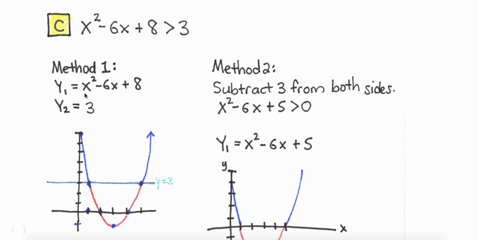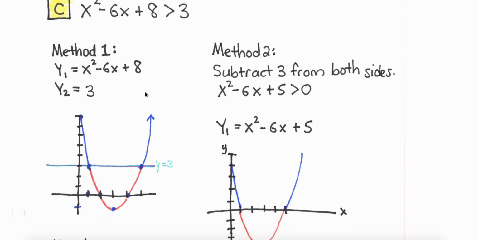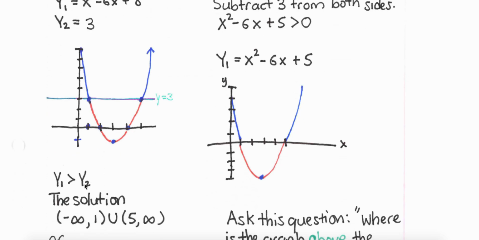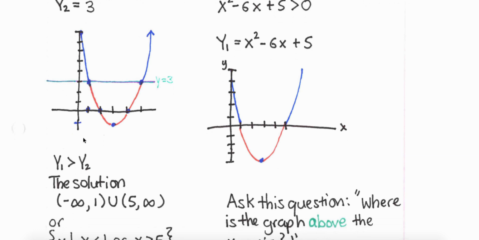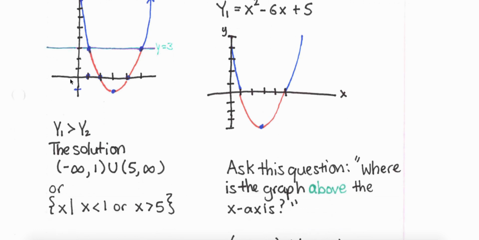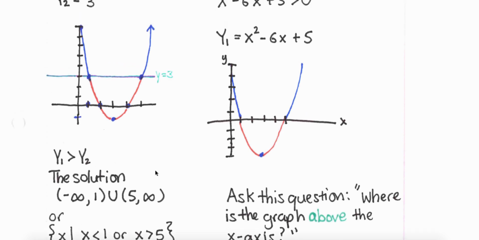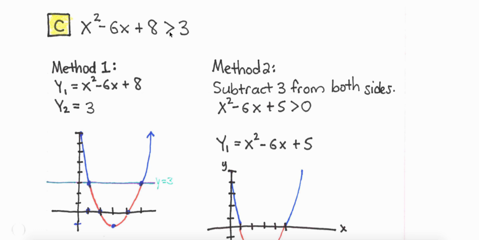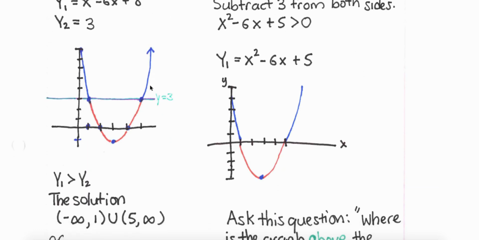So let y1, excuse me, be x squared minus 6x plus 8. Let y2 equal 3. Now we're concerned about where y1 is larger or above y2. And so that would be here and here. And so those solutions on the real line go from negative infinity up to the number 1, but not including the number 1, union 5, but not including the number 5, all the way to infinity. And we're going to use parentheses this time because we're dealing with a strictly greater than. And that means that positive 1 and 5 are not solutions to this inequality.